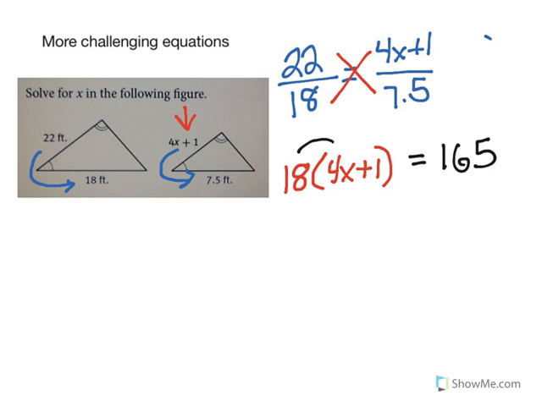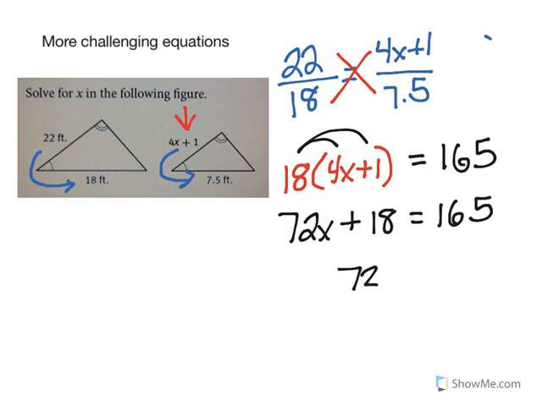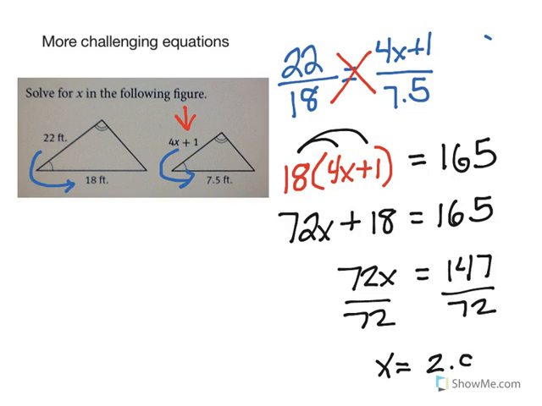Okay, so from here, this is a process we are all familiar with. 18 times 4. Don't forget to multiply 18 times 1. Then we subtract 18 from both sides, and we get 147 and divide by 72. We're not going to like it. It's a nasty looking number, but I did it twice and that's what it came out to be.